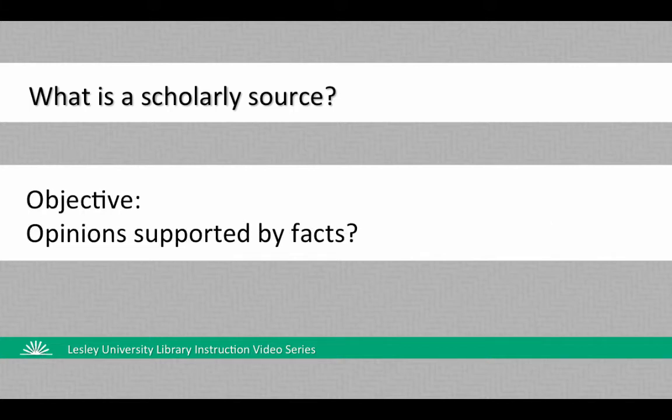Objective. Every scholarly source is stating the author's opinion as fact. A thesis statement is essentially an argument. However, a quality scholarly source will back those arguments up with clear facts and will also acknowledge differing opinions and explain again, using facts, why those opinions are wrong. Scholarly sources will not just be straight opinion pieces.